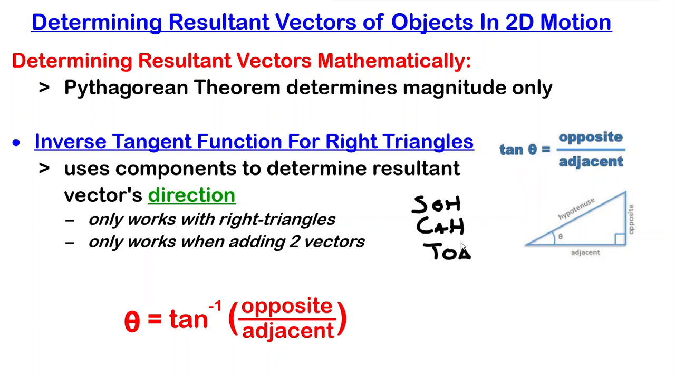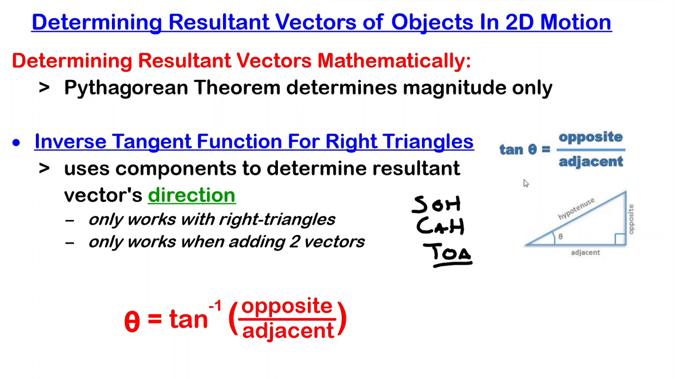So the tangent of an angle is equal to the opposite side of the triangle divided by the adjacent leg of the triangle. And so if we want to know this angle, if we know these two sides, we could solve for this angle. So we need to do a little bit of rearranging. Tangent of an angle is equal to the opposite over the adjacent, TOA.